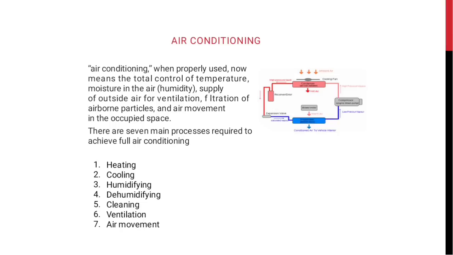Seven main processes are required to achieve full air conditioning. First one is heating, second is cooling, third is humidifying, fourth is dehumidifying, fifth is cleaning, sixth is ventilation, and the seventh is air movement.